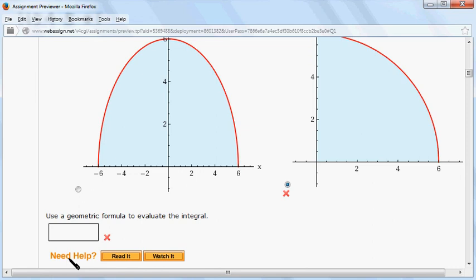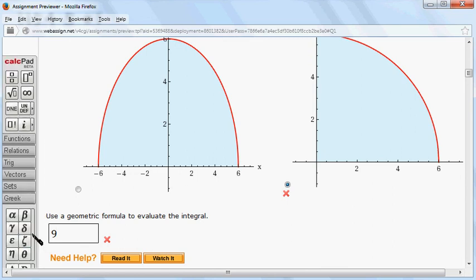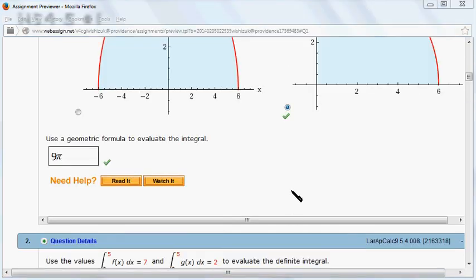This is going to be 9. Then you have to put the pi, so I think you have to go to Greek letters, and let's see if we can find pi. Pi is right here. So let's check the answer. Submit for testing. It came back and looks like we have the correct region and the correct value for the definite integral.